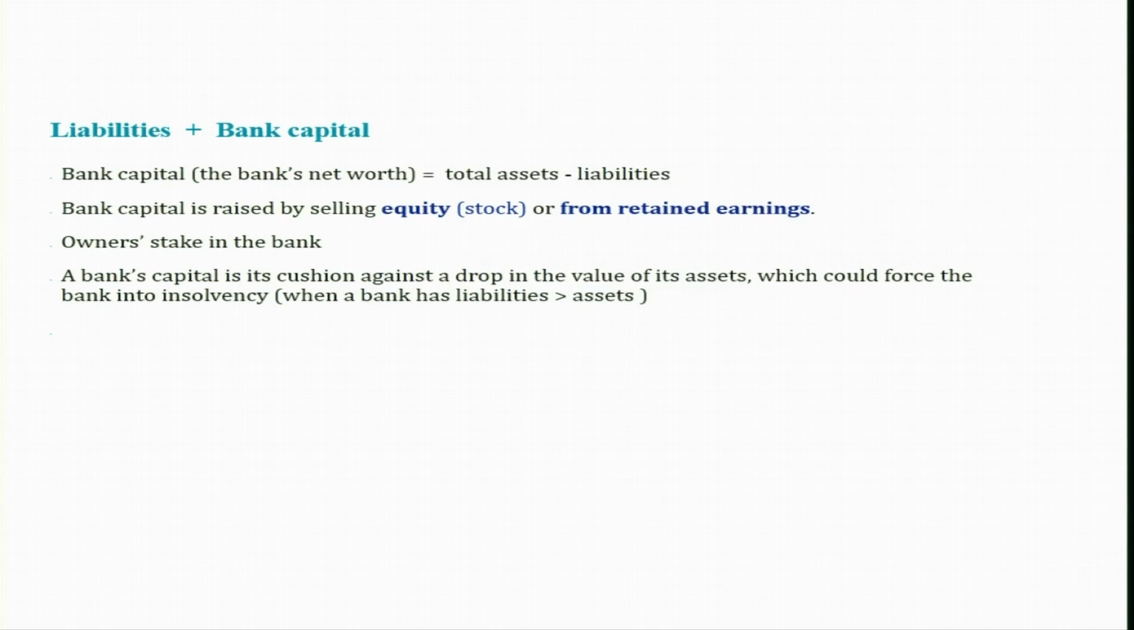So you can see that I just expanded this one. Bank capital is equal to the total assets minus liabilities. Bank capital is raised by selling equity, stocks, and from retained earnings. Later on we will see that bank capital is a cushion against a drop in the value of its assets, which could force the bank into insolvency. Suppose a bank has liabilities greater than assets, maybe because of a sudden outflow of deposits. In the subsequent discussion we will see that bank capital works as a cushion, or as insurance, against a sudden outflow of deposits.